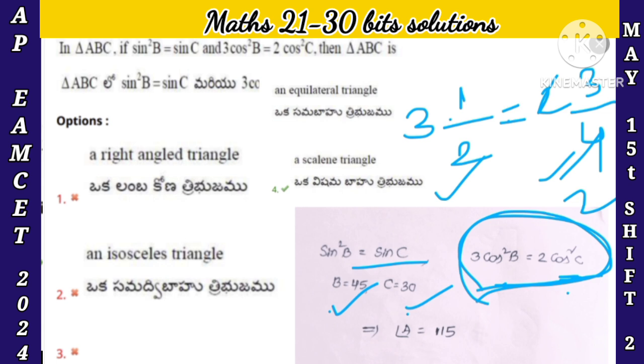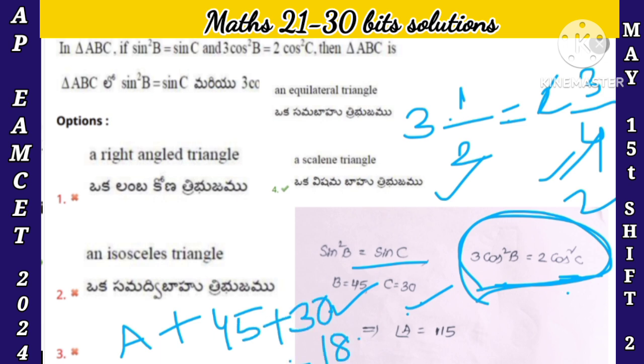So already here we have two angles. Then what will be the next angle? Angle A. We already know that the sum of the three angles is equal to 180 degrees. That is A plus 45 plus 30 is equal to 180. Then the value of A is equal to 180 minus 75, that is equal to 105. So these three angles are all different angles.